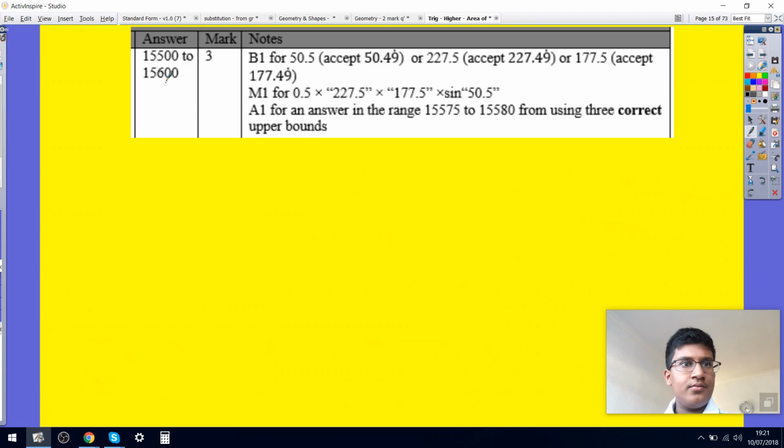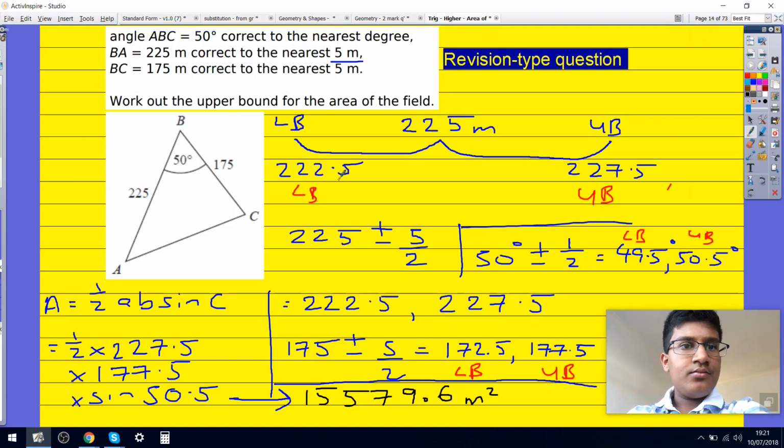So they would accept anything in between 15,500 and 15,600 for an answer. Anything between 75 and 80 they would have accepted. But basically from 3 upper bounds. If you have to find the upper bound of the area, you use the upper bound for all 3. And that method will always work, that you do the amount plus or minus half the degree of accuracy, because halfway below will round up and then halfway above is the upper bound, the upper fence.